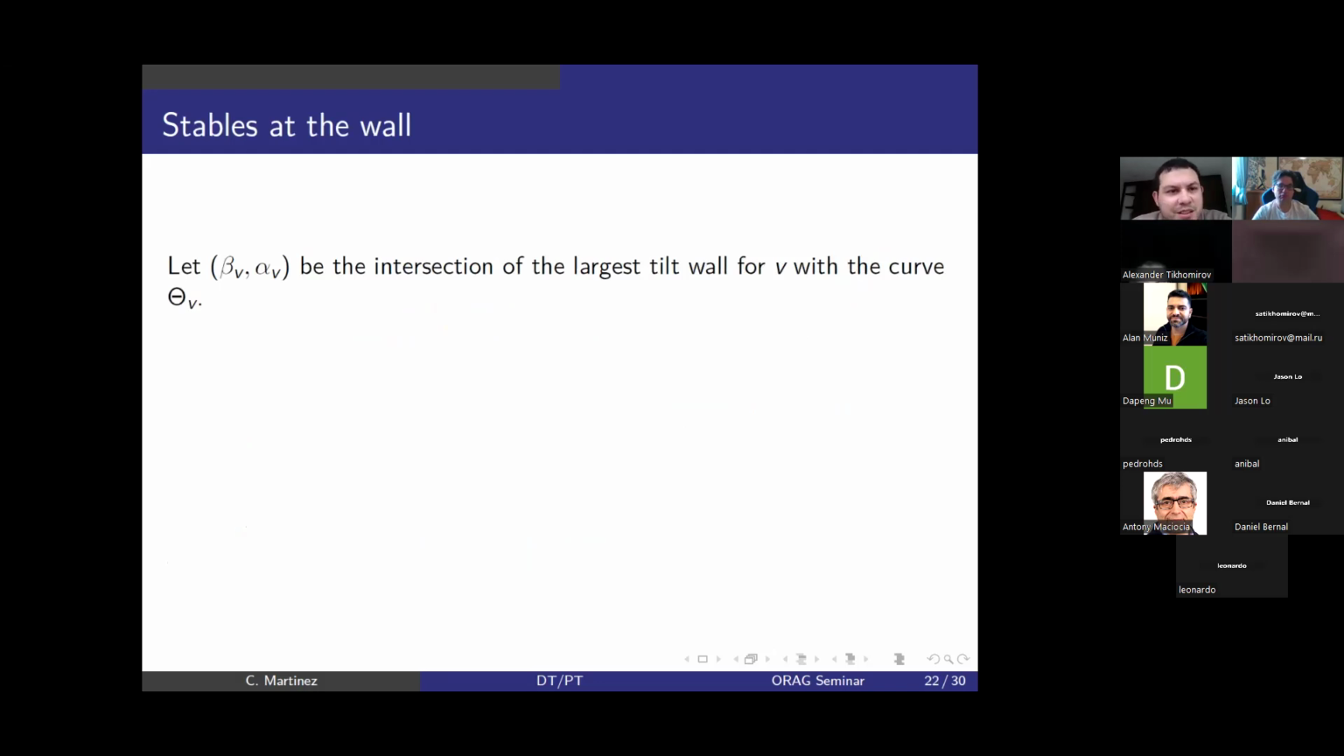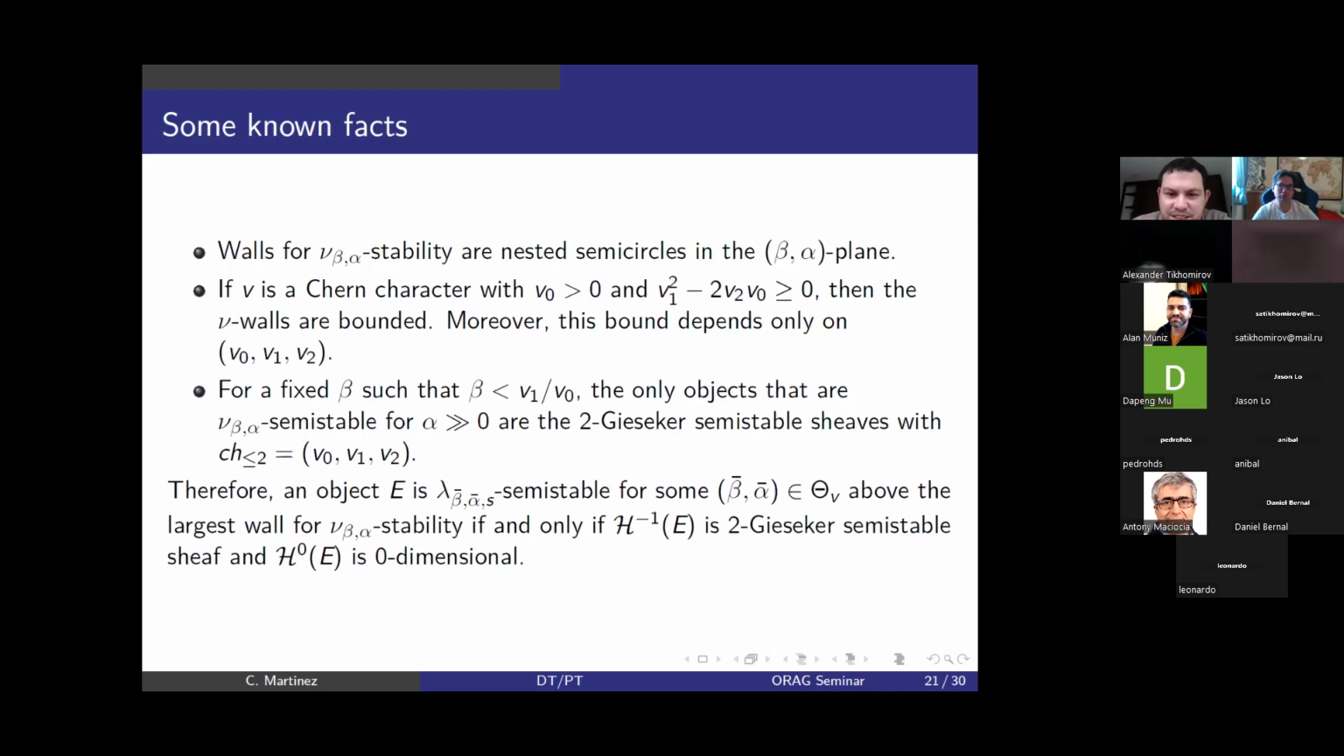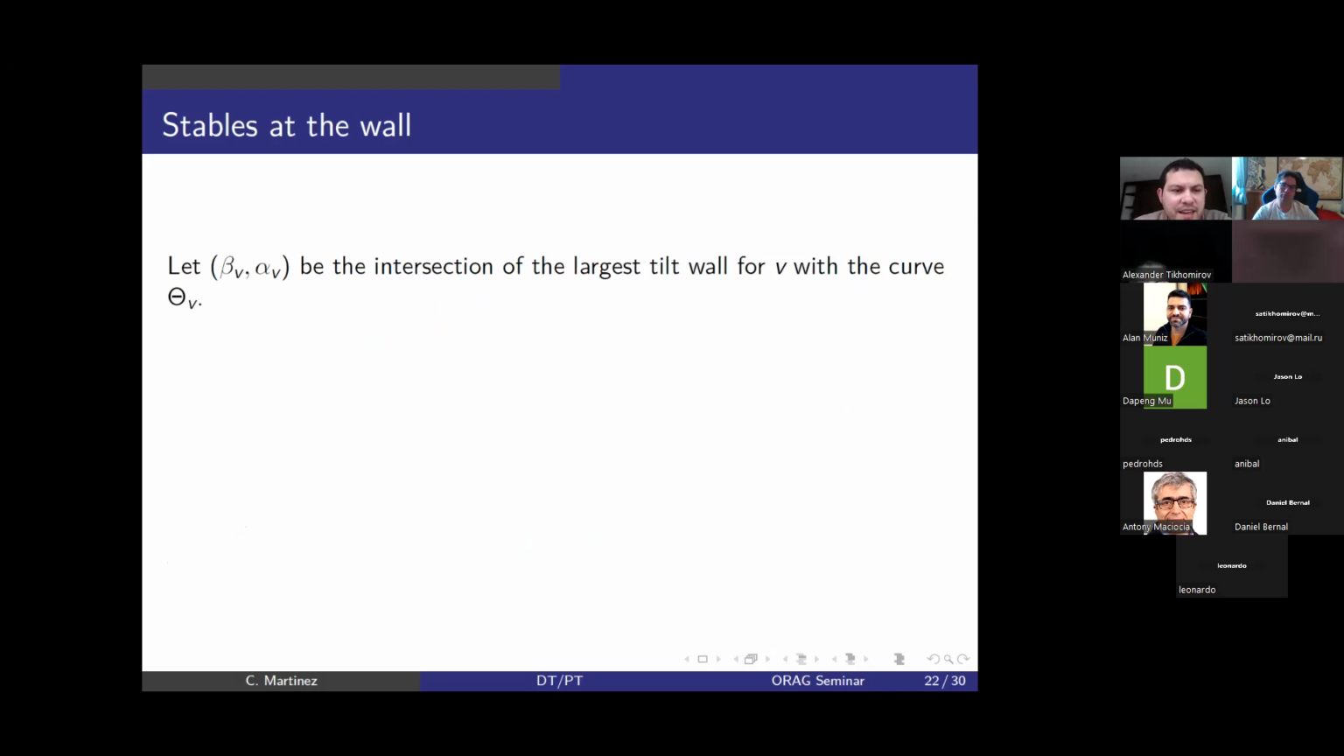So what are the stable objects of the world then? Because here I have the semi-stable ones, where actually the strictly semi-stable ones are what we want to study in detail. So let me take beta V, alpha V, the intersection of the largest tilde wall with the curve. Remember, the tilde walls are these semicircles that are nested, and the radius is bounded, so there is a largest one, and this largest one intersects this curve theta. Let's take this point of intersection to be beta V, alpha V. I'll show you a picture in a moment of how this looks.